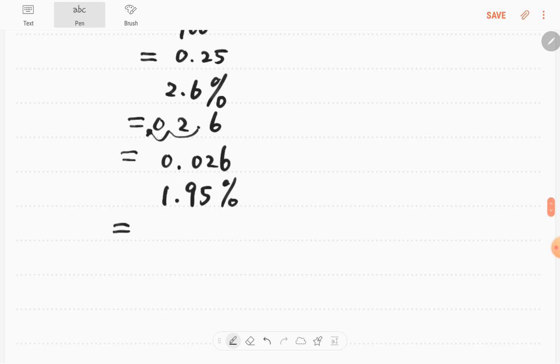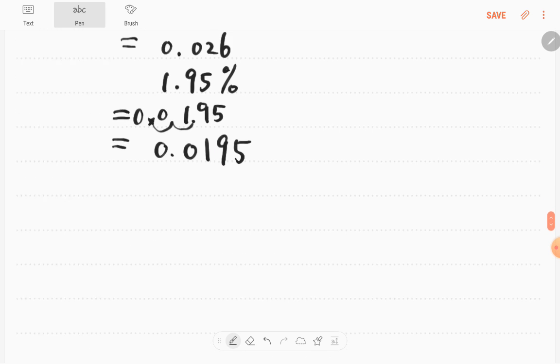1.95%. So first we write down 1.95 and make sure if you want to change the percent to decimal, you need to drop the percent sign, but you need to move your decimal point twice to the left. So here is your new decimal point. 1, 2, yeah. So your answer is 0.0195. Okay.